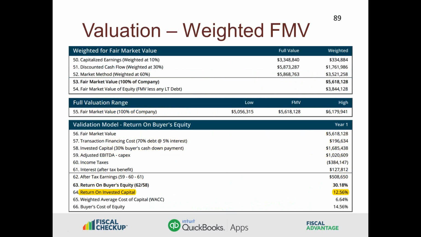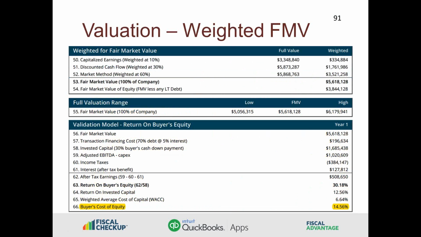The return on the combination of invested debt and equity equals 12.56%, and that's a good use because it's above the weighted average cost of capital, which is 6.6%. This means this investment does provide for a good use of funds. Now, the weighted average cost of capital is the average cost of both the debt and the equity. The buyer's cost of capital is calculated by Fiscal Checkup using the company's debt-to-equity ratio compared to the industry, which is referred to as beta, multiplied by the return expected on a risk-free investment plus the equity return.